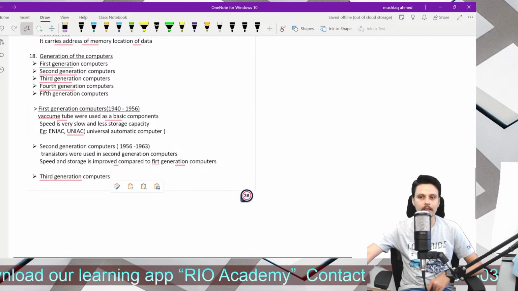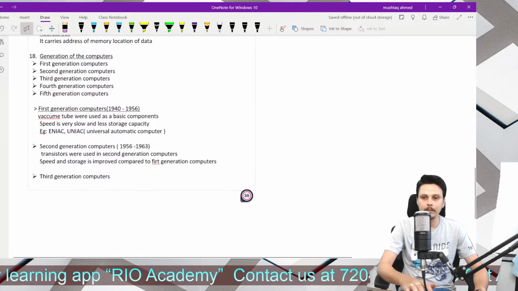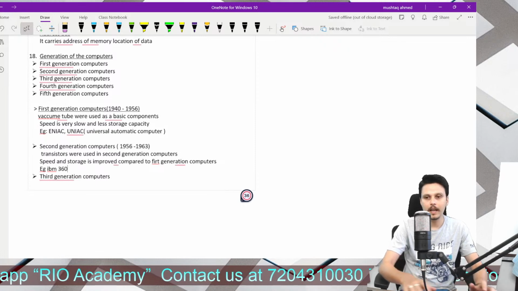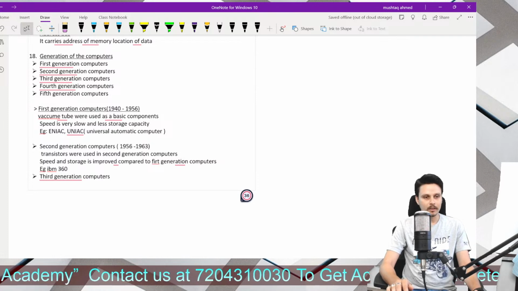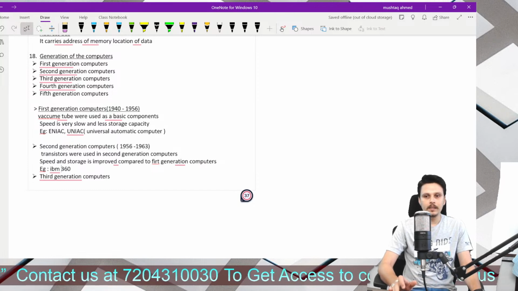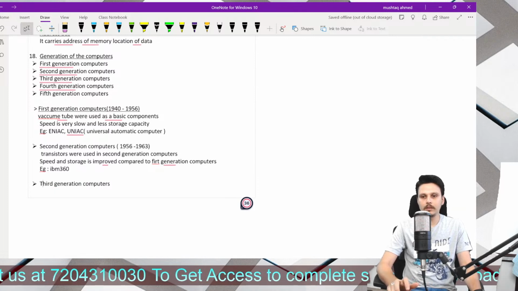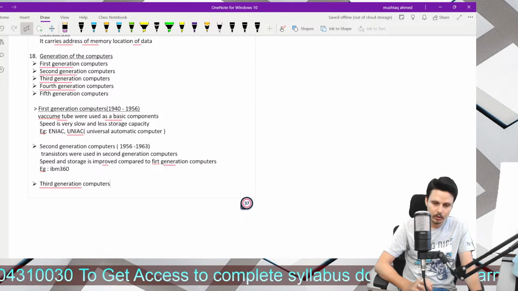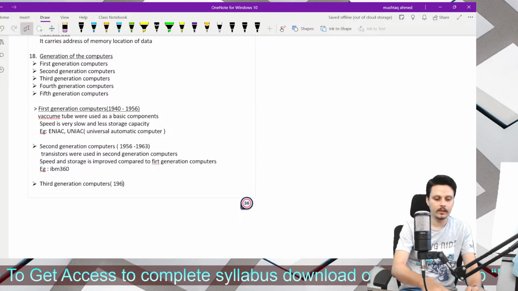Let us move to the third generation of the computers. The example for second generation of computers is IBM 360. There are many examples related to the second generation of the computers. IBM 360 is the example of second generation computers. Third generation computers started in 1964 to 1971.